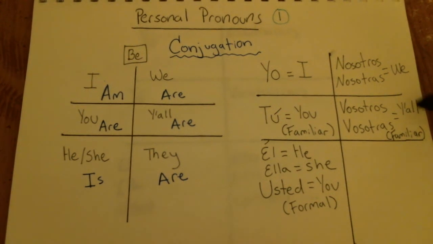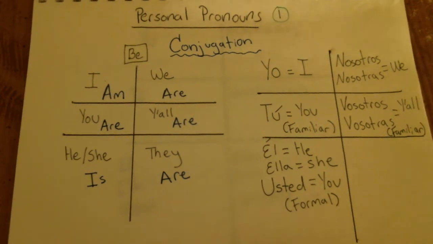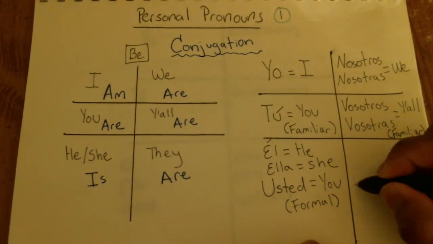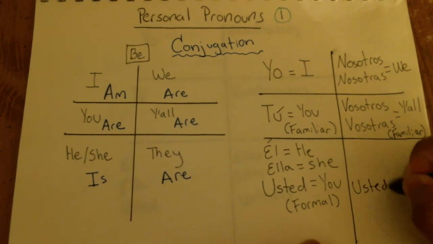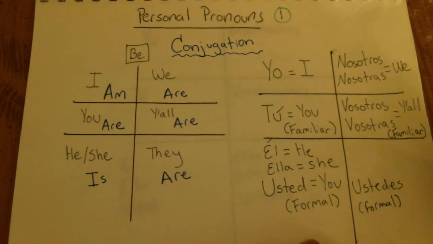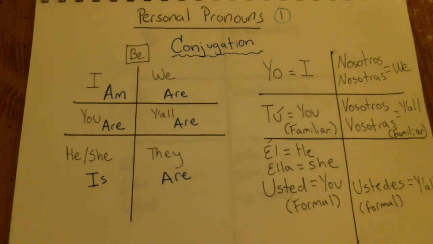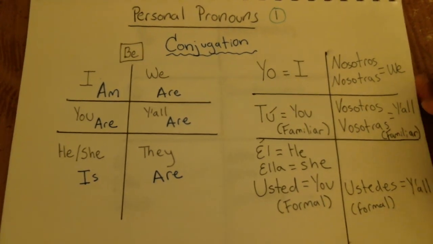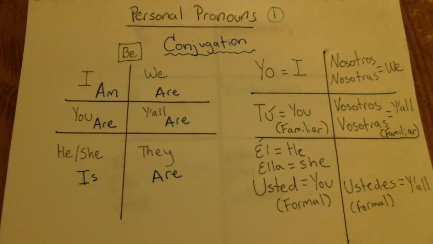So, we went over the fact that vosotros is the familiar way to say y'all. Well, the formal way to say y'all is ustedes, okay? This is formal, and it means y'all, okay? This would be like if you're talking to a group of elders, or if you're talking to a group of executives at your company and you're giving a presentation and you say, I'd like you all to look at this, okay? In any formal situation where you're trying to show respect, use ustedes.